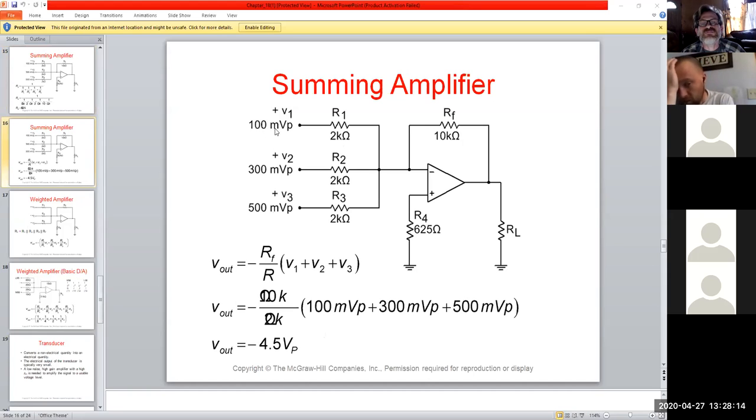We could see, low level signal, right? 100 millivolts, 300, 500. And what we're getting out is an inverted 4.5 volts peak, right? So minus 4.5 volts peak would be seen on this guy, because that's your load resistance. So when you look at the output, you would really want to look at the output here and not here, because this one's tied into the feedback loop. You'd be dealing with the closed loop function at that point. So we'd be looking at it at this point if we were to put a probe on there.